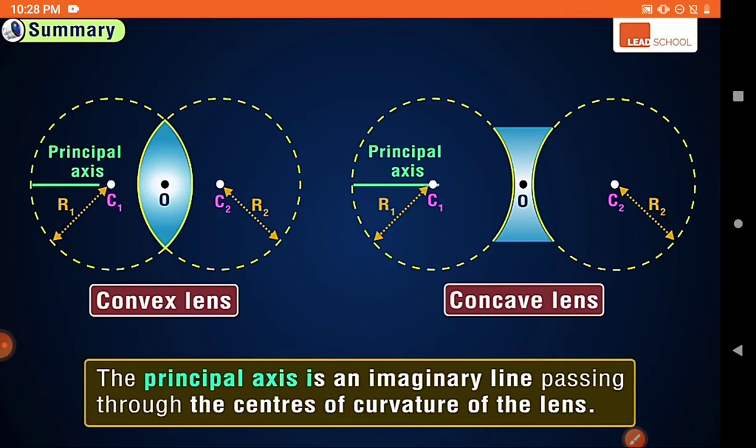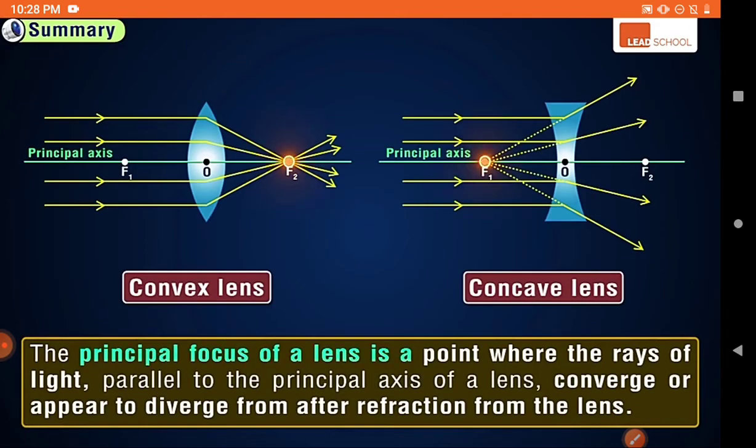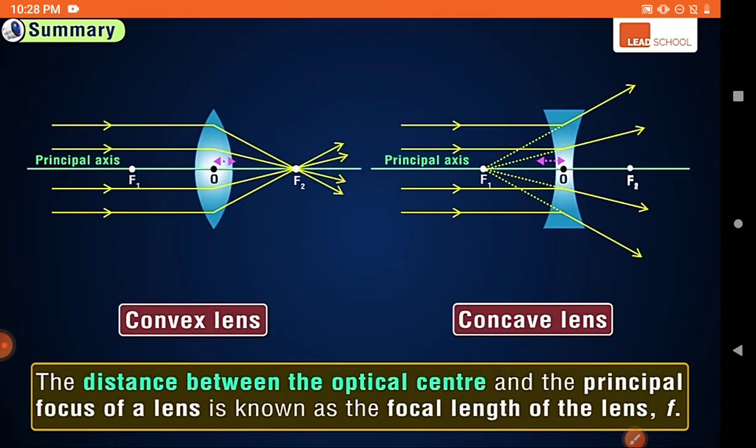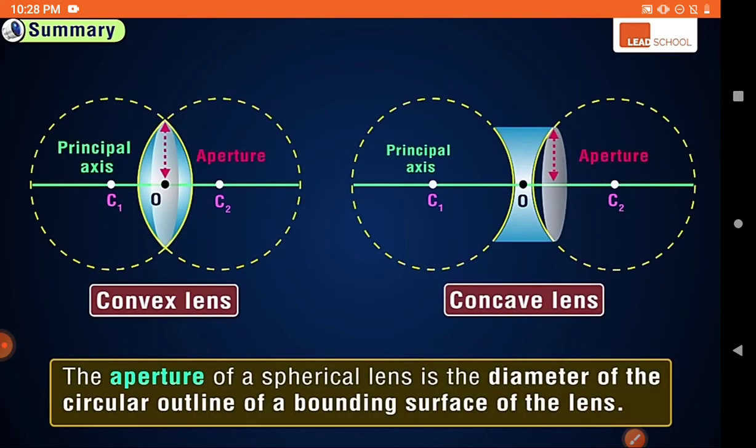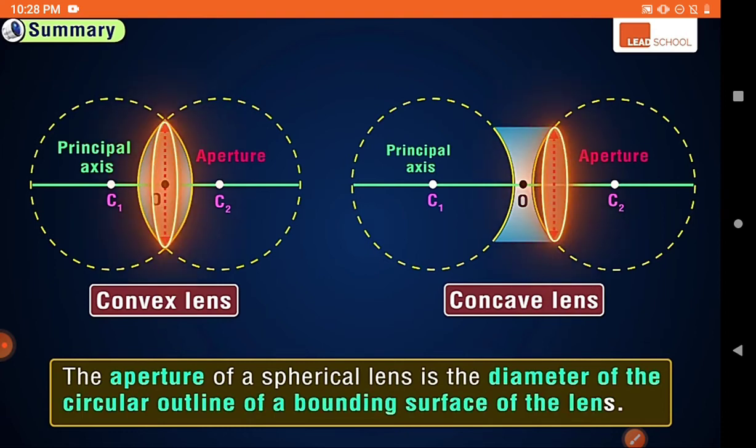The principal axis is an imaginary line passing through the centers of curvature of the lens. The principal focus of a lens is a point where the rays of light parallel to the principal axis of a lens converge or appear to diverge from after refraction from the lens. The distance between the optical center O and the principal focus F1 or F2 of a lens is known as the focal length f of the lens. The aperture of a spherical lens is the diameter of the circular outline of a bounding surface of the lens.